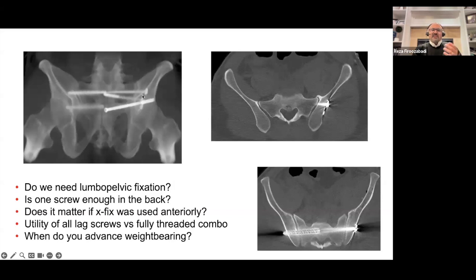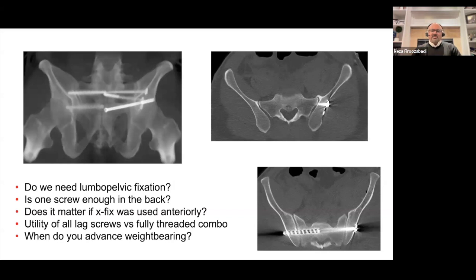Now you also see that I used two partially threaded screws at different levels. I just wanted to compress everything. I went back and forth between the two screws when I was tightening, and then anteriorly, once my back was right, I just placed the retrograde ramus screw.